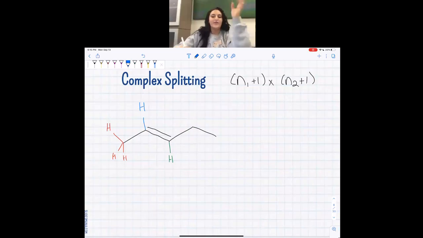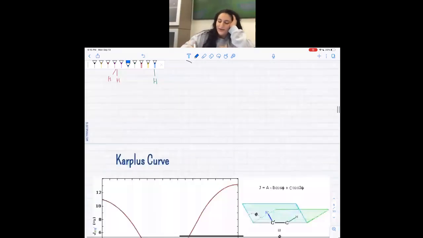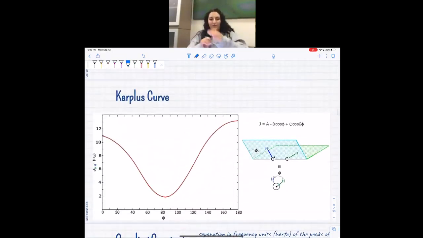So, how do we know when it's complex splitting, when it's normal splitting? We kind of talked about this before, but before I get into that, let's talk about the Karplus curve. So the Karplus curve is this thing. That's all I'm going to say about it. We don't have to talk too much about it. It's super ugly. You're probably not going to get any questions about it. Just know that this is the thing. Cool. Good enough.